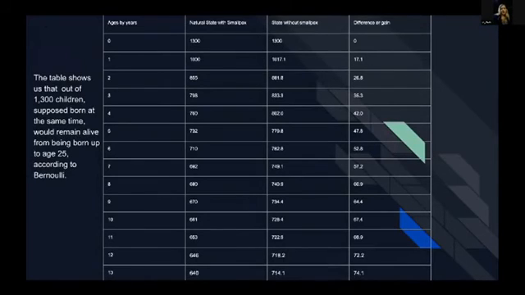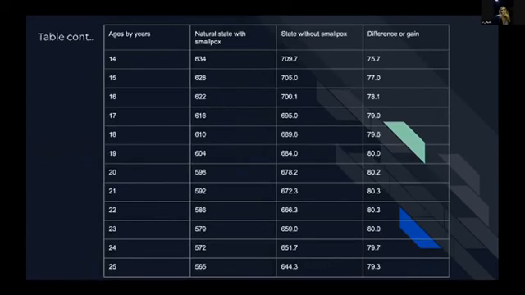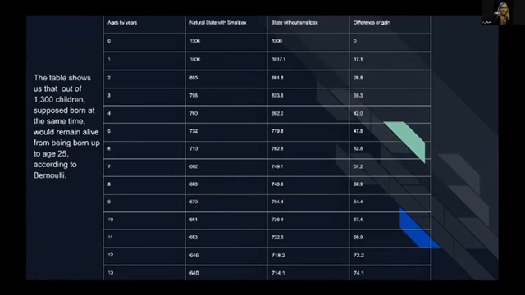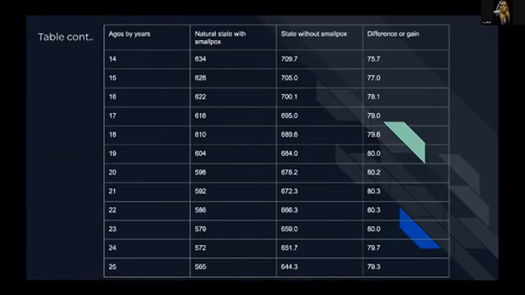So here is the little table we made. These are the ages by years he calculated, like I said, 0 to 25. On the next slide, we'll have 14 through 25. But go back for a second, just to show the natural state with smallpox, the state without smallpox, and then the difference or gain of his experiment. So you see the gain is increasing. If you go to the next slide, for ages 14 through 25, once again, it is increasing.